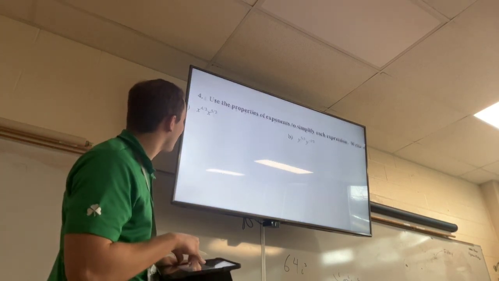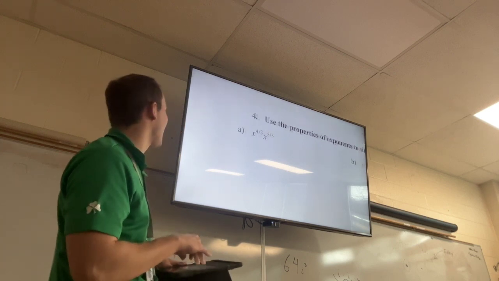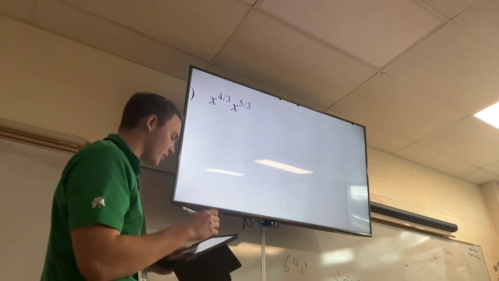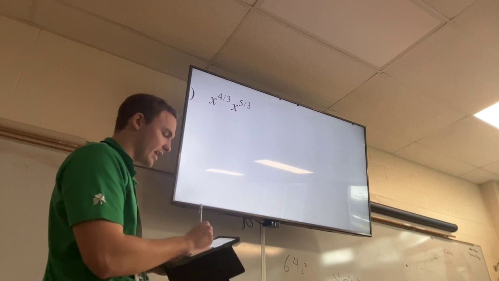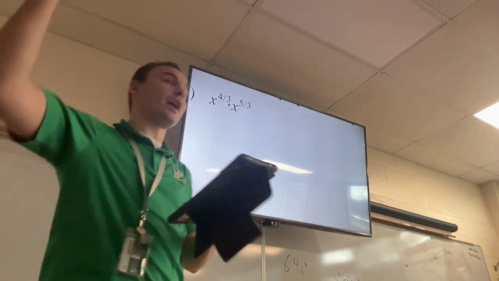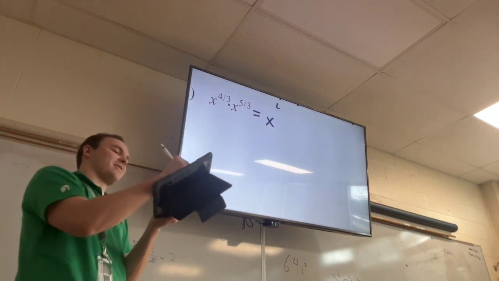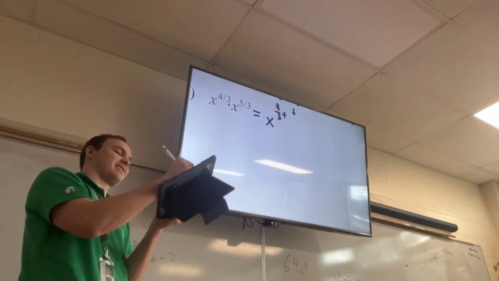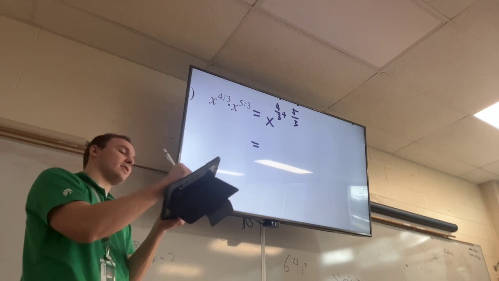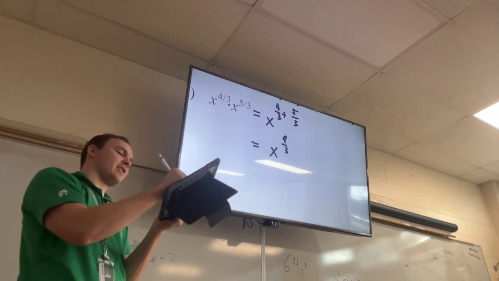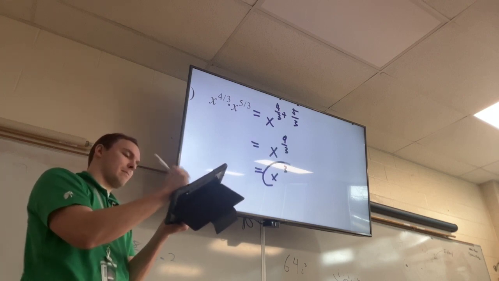All right, use the properties of exponents. Going off Kate Moriarty's comment, there are 2 x's here. There's an x times another x. So what do I do with the exponents? Add them. What's 4/3 plus 5/3? 9/3. What's 9 divided by 3? 3. There you go.